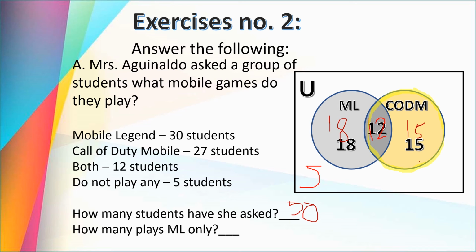The next one, how many plays ML only? So, for this time, ang tinatanong natin is ML only. So, asan ba again yung ating Venn diagram ni ML? So, ito pong circle na to, nagre-represent ng ML. But as you can notice, may kasama siyang 12. Yung 12 is part ni COD. So, isasama ba natin yung 12 or not? Very good, hindi. Since ang tinatanong natin is ML only. So, the answer for this question is simply 18. Very good.